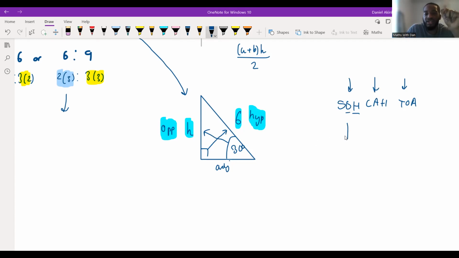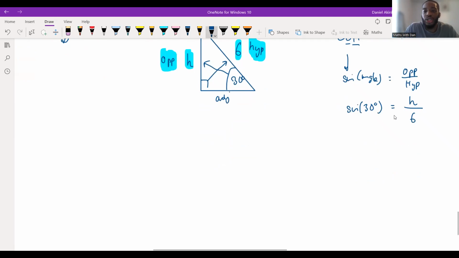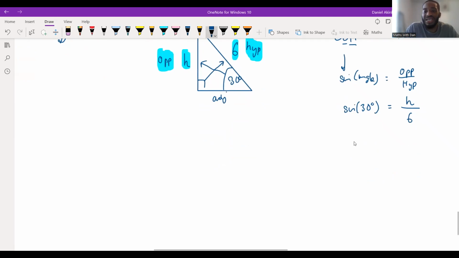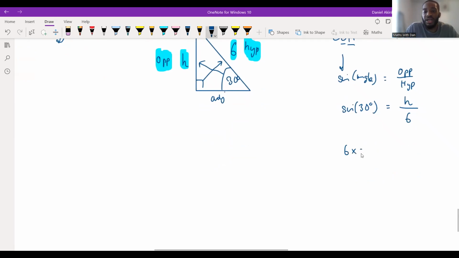What does this mean, though? This means that the sine of the angle, whatever the angle is, is equal to the opposite divided by the hypotenuse, isn't it? Now we can plug in everything that we know. We have the sine of 30 degrees is equal to the opposite side, which is H, which is what we're trying to find, divided by the hypotenuse, which is 6. Meaning that to get H, we just times both sides by 6, isn't it? We could say 6 times the sine of 30 is equal to H.